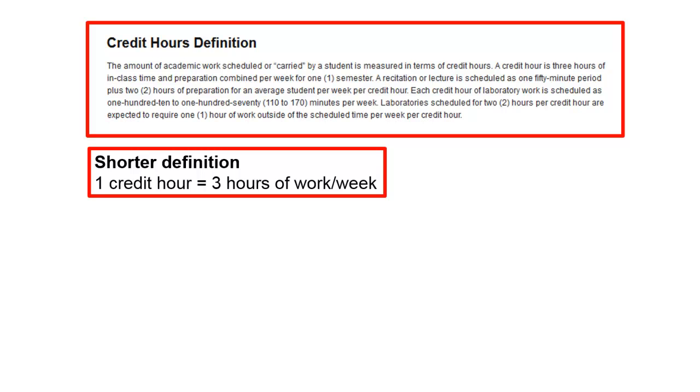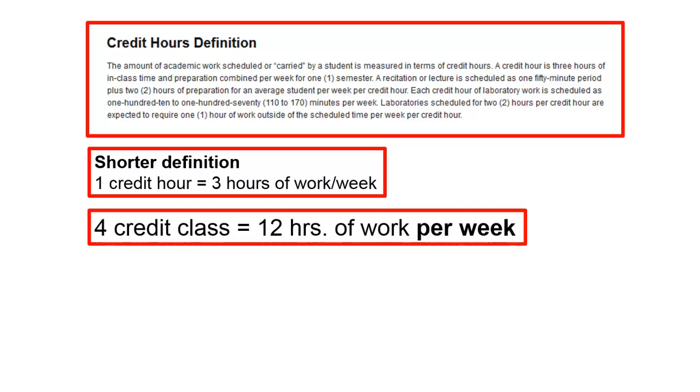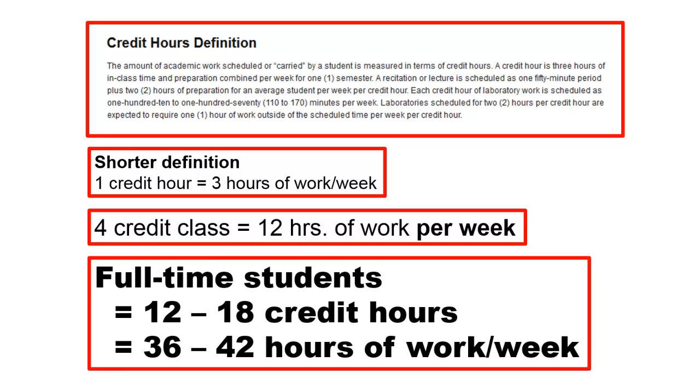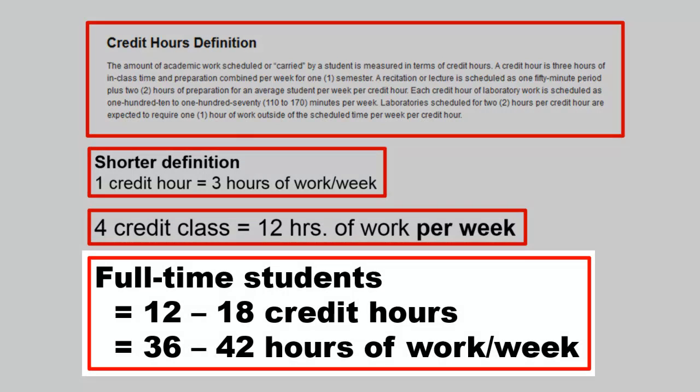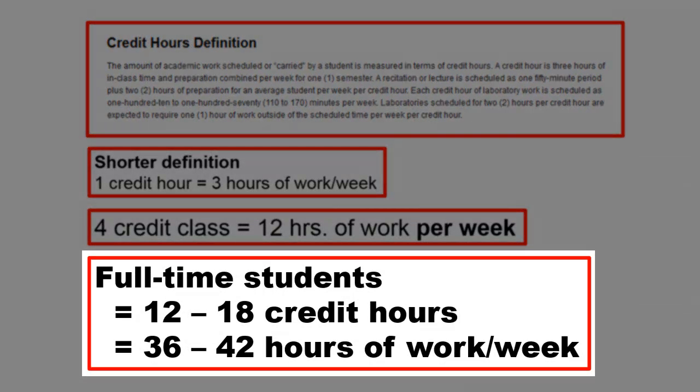That means that for your standard 4-credit class, the expectation is that you will be doing 12 hours of work for that class per week. Extrapolate this out to a full-time student, which is between 12 and 18 credit hours. That means you are expected to dedicate between 36 and 42 hours of work per week for your classes. And look at that number. 40 hours a week is a full-time job. That's the expectation of your courses.